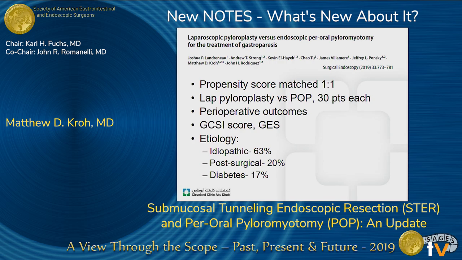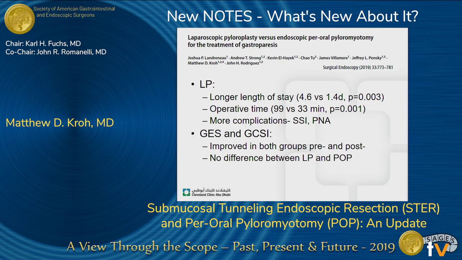So our group also looked at laparoscopic pyloroplasty versus POP. We propensity score matched 1-to-1, 30 patients in each arm of a laparoscopic Heineke-Mikulicz pyloroplasty versus POP. We looked at perioperative outcomes and again, GCSI scores and 4-hour non-extrapolated gastric emptying studies. 2/3 idiopathic, 20% post-surgical. I think a high number of those patients were especially challenging, and nearly 20% were diabetics. In the laparoscopic pyloroplasty group, obviously they had a longer length of stay. This is a laparoscopic surgical procedure. Operative time was longer and more complications, including surgical site infections and pneumonia. Interestingly, though, if you look at the gastric emptying study and GCSI, improved in both groups, pre and post, and there was no difference between the laparoscopic pyloroplasty and POP patients.